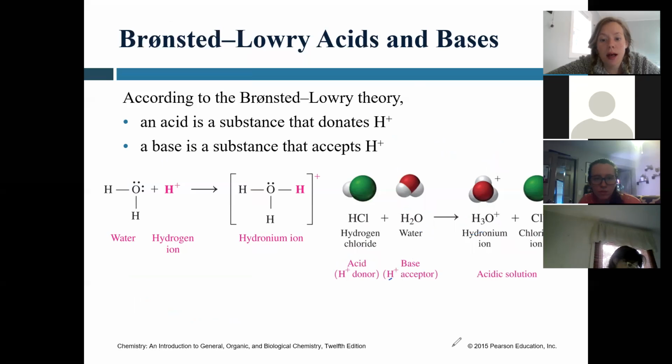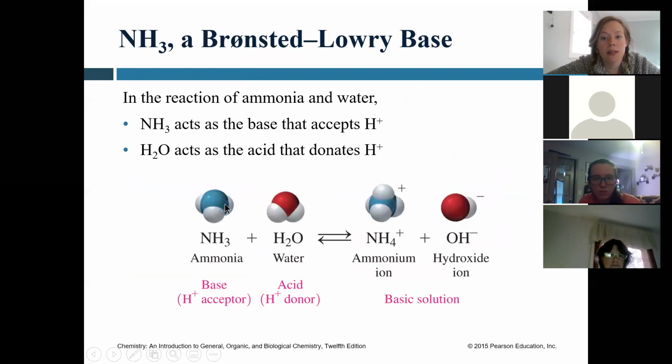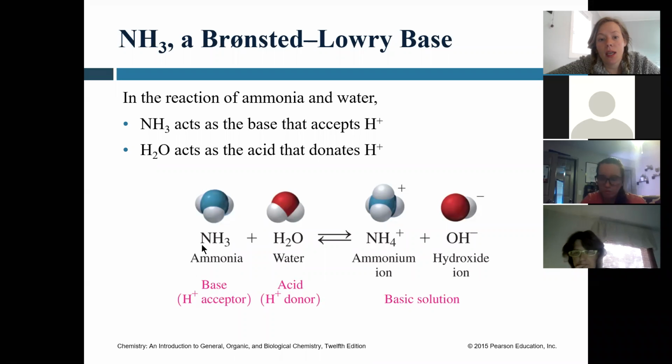So let's look at a couple other things that go along with Bronsted-Lowry. Here's a great example of a material where, if I was just looking at this ammonia mixing with water, I don't see anything acidic or basic, right? I don't see an H in the front. I don't see an OH in here. So, what are these things? Well, we have to figure out if it's donating or accepting.